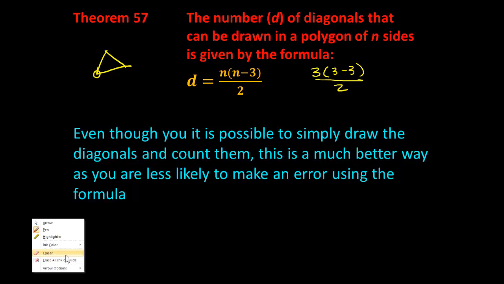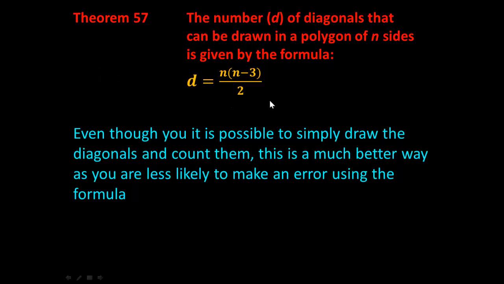Okay, we know in a rectangle there are 4 sides, and we know that we can draw 2 diagonals in that. So if we plugged it in here, 4 times 4 minus 3 divided by 2. 4 minus 3 is 1. 4 times 1 is 4. So that tells us how many diagonals we can draw. It will come in a little bit handy, so don't think that it won't.